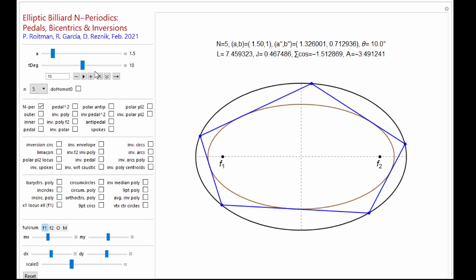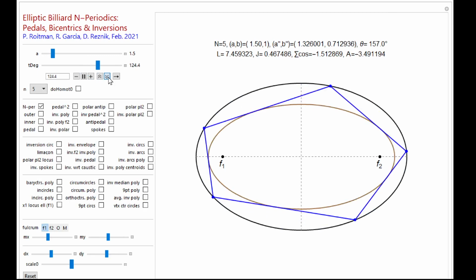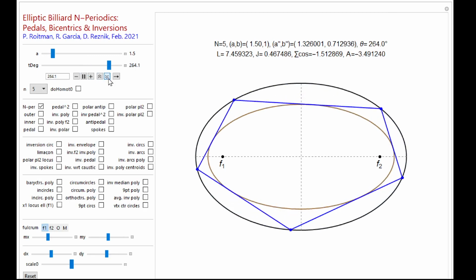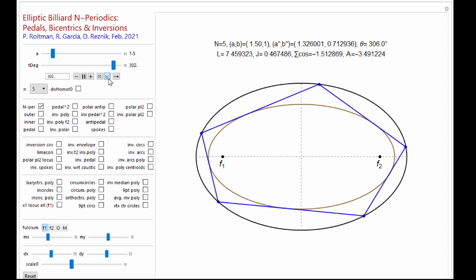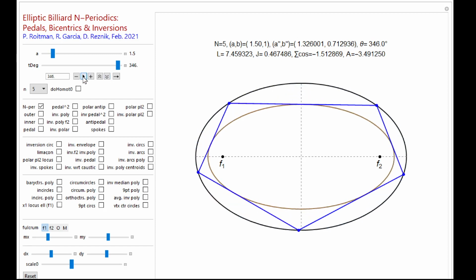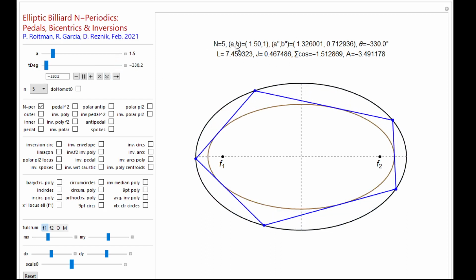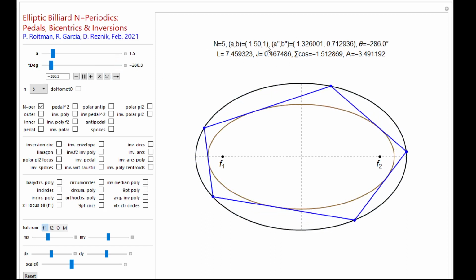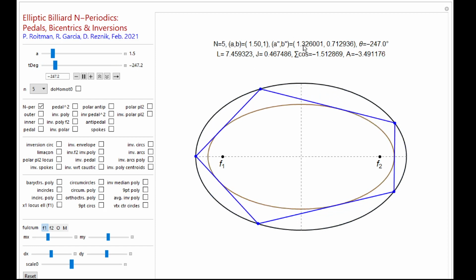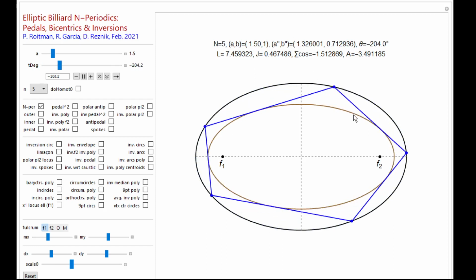Okay, so let's take the family of 5 periodics as usual in the elliptic billiard. It could be n equals 5 here, but it could be anything. And I want to show you guys, recall before we start this, that this family has a constant perimeter L shown up here. In this case, the semi-axes are 1.5 and 1. This is showing the semi-axis of the caustic, this brown thing here, the confocal caustic.